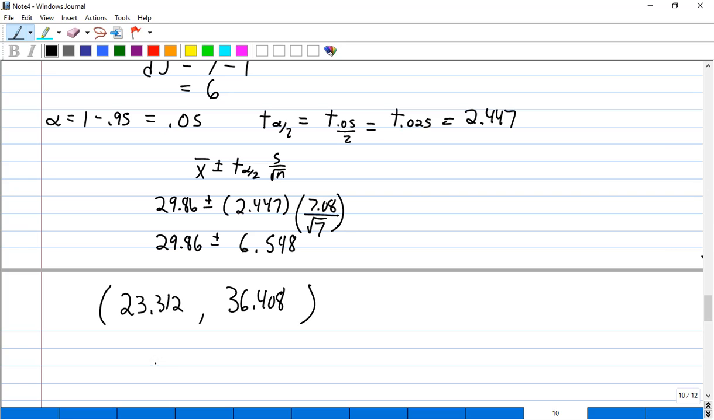If I rounded to 2 places, I could say that I am 95% confident that the true value of mu would be between 23.31 and 36.4. So that is how you do a student t-distribution. It's not that it's harder, we just have to use a different table. Okay? And sometimes we have to calculate that sample standard deviation.